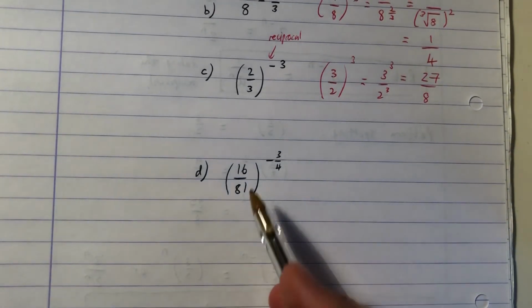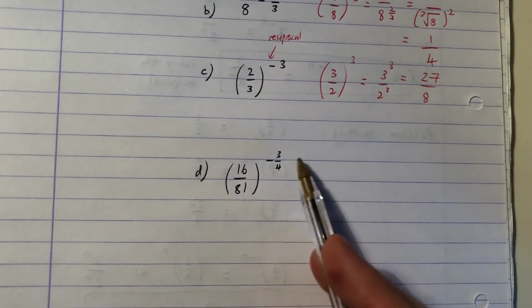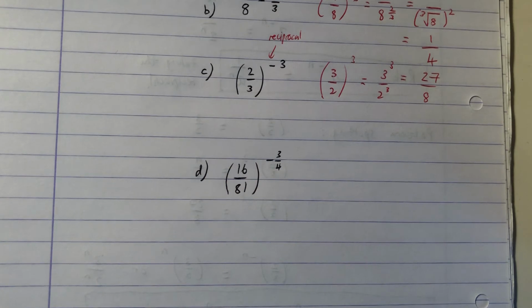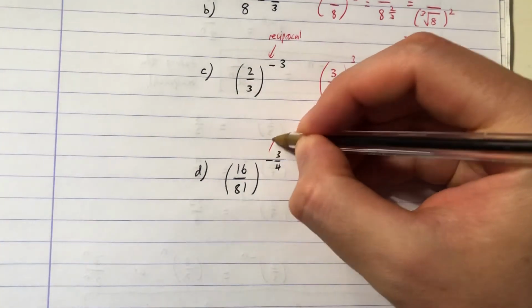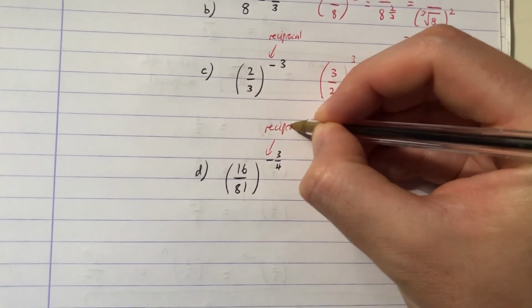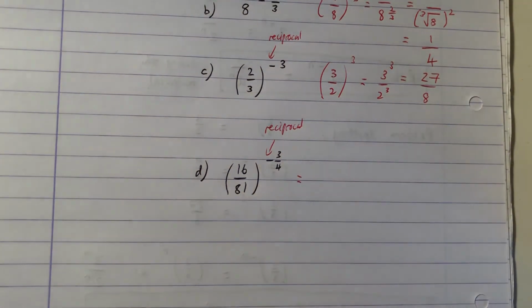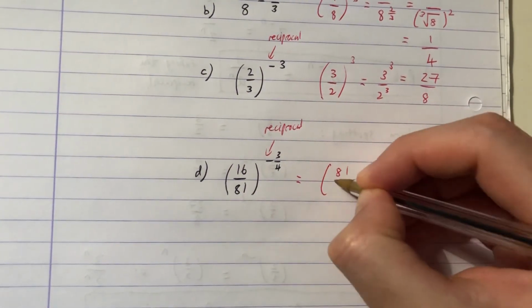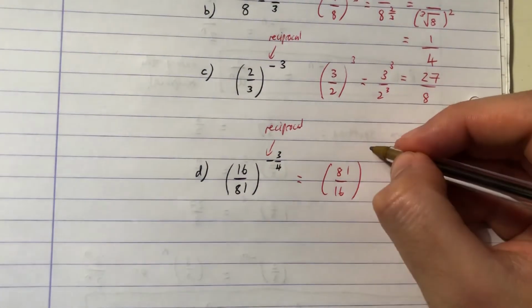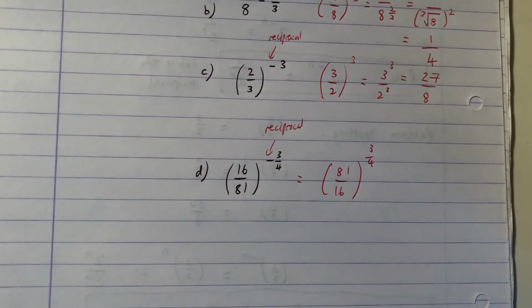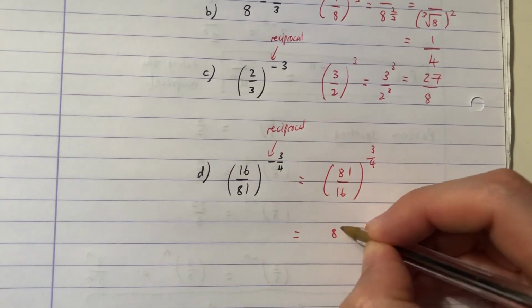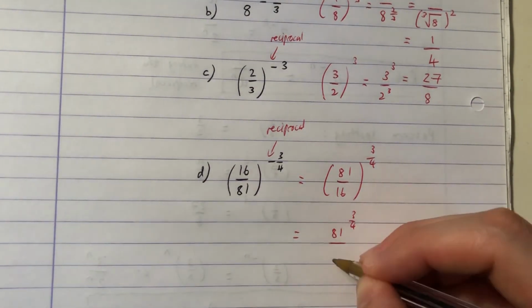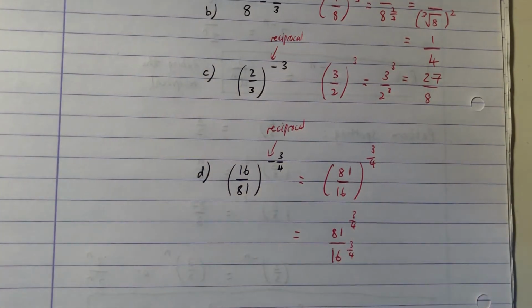Worst case scenario, you get a fraction as the base raised to a negative fractional power. And again, it's really important you get the sequence of steps correct. Got to get rid of the negative power first. So let's flip to the power of 3/4, which is exactly the same as 81 to the power of 3/4 over 16 to the power of 3/4. I really like including that step. Numerator to the power over denominator to the power.